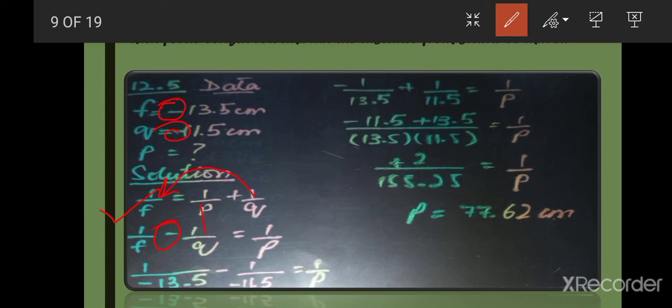Putting the values, you will get 1 by minus 13.5 because f is minus 13.5. Minus sign, this sign is here, and the value of q is also negative, which is minus 11.5, equals 1 by p. Now these two negative signs will make a positive sign here. By solving this, you will get p equals 77.62 centimeters.